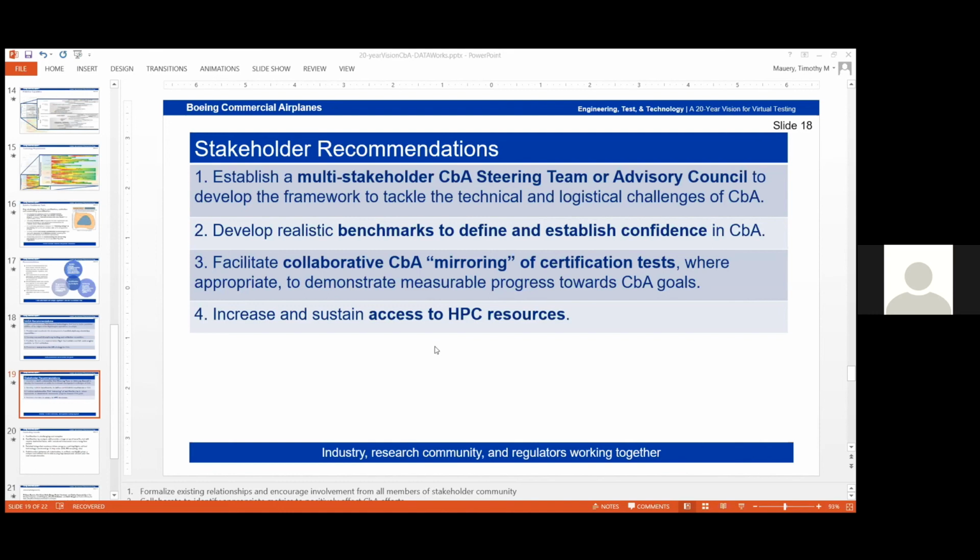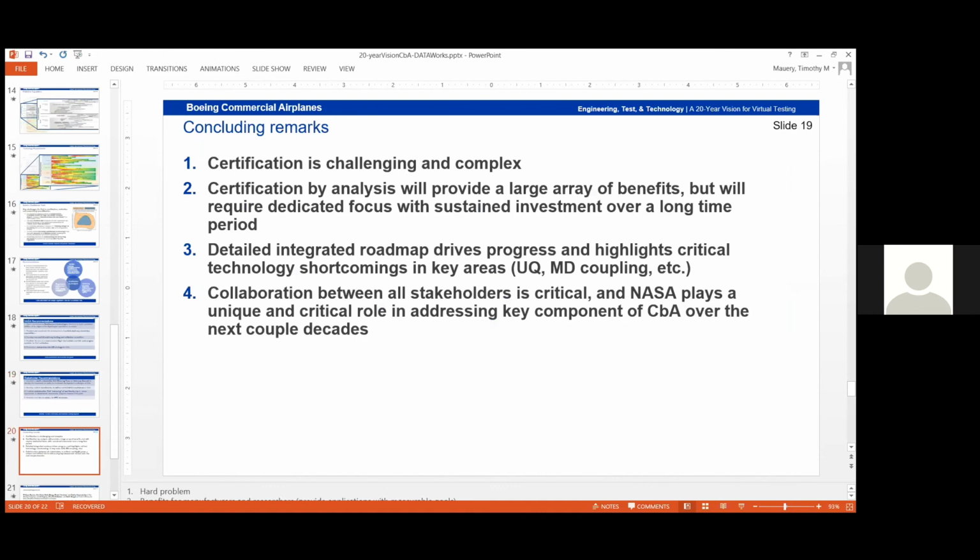So we're all going to have to work together to be able to get the analysis capability to the level where it can be used for certification. So in conclusion, certification is a hard problem, and we're going to be working on it for quite a while, but the benefits are pretty substantial for both manufacturers and researchers. Being able to substantiate money that's spent on particular research is something that has real value for researchers.